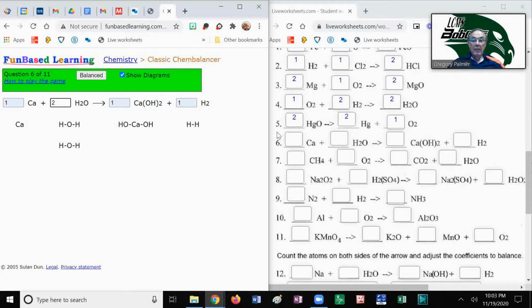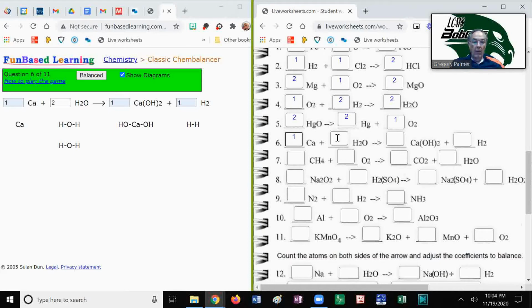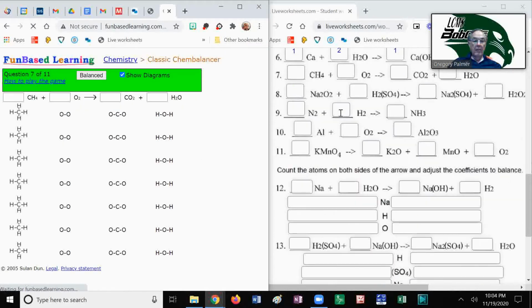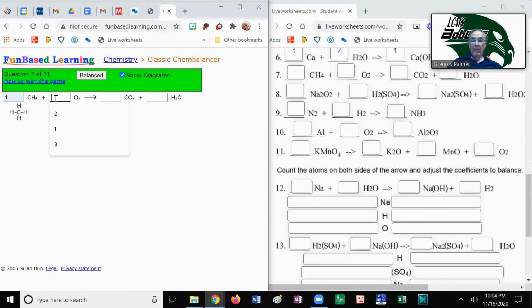So it looks like this is balanced. So I'm going to go ahead and put this into my worksheet. 1, 2, 1, 1. Check. It says we're correct, so we'll move to the next one. As I say, it helps if you put in the 1 coefficients for everything when you get started.